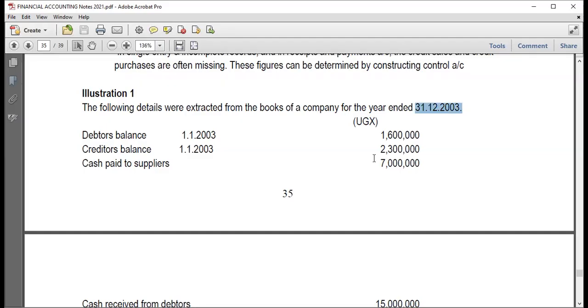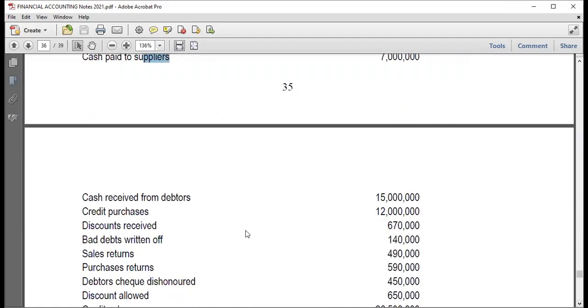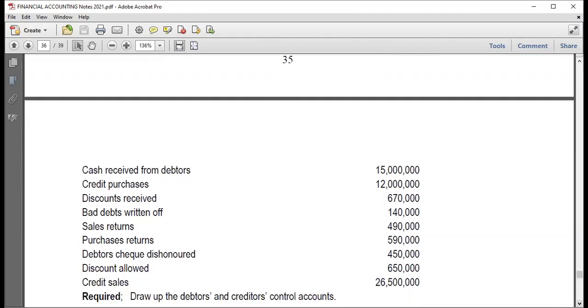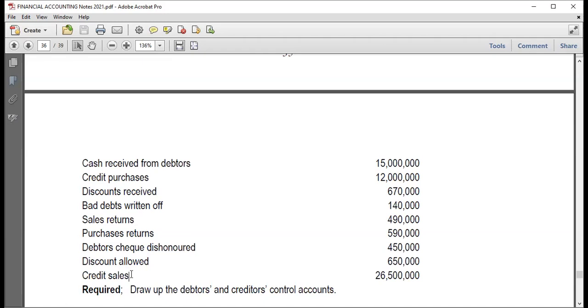31st December 2003. So we have debtors balance, this value. We have creditors balance, this value. We have cash paid to suppliers, that value. We have cash received from debtors, that value. We have credit purchases, we have discounts received, we have bad debts written off, we have sales returns, we have purchase returns, we have debtors' cheque dishonored, we have discount allowed, and then credit sales. And then they're asking us, draw up the debtors and creditors control account, okay?